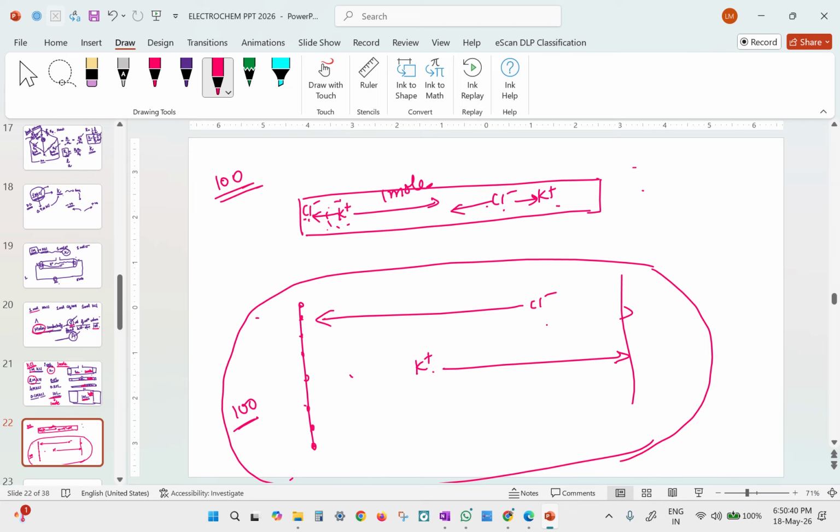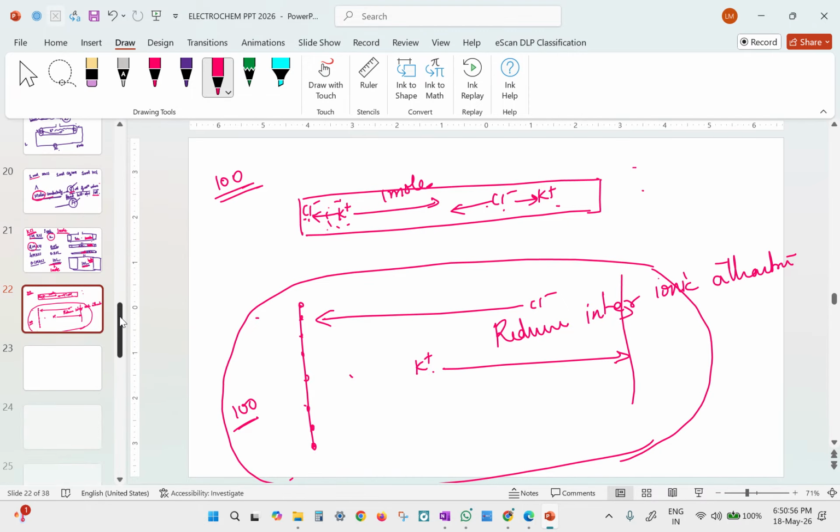So are they not becoming free of each other? Are they not able to reduce the interionic attraction? Yes, ma'am. The interionic attraction reduces with decrease in the concentration.